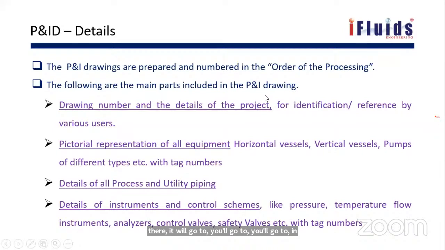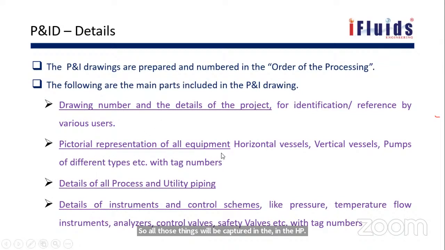The main parts included in the P&ID are the drawing numbers and the details of the project for identification and reference by various users. If a plant has 50 to 100 P&IDs, there will be a drawing number, and each drawing should have connections from one drawing to another. All those things will be captured in each P&ID. If there is a connection to another P&ID, that particular number will be captured in each drawing.